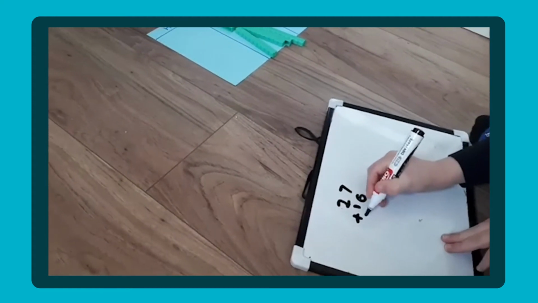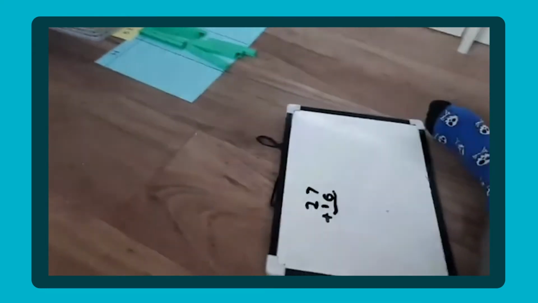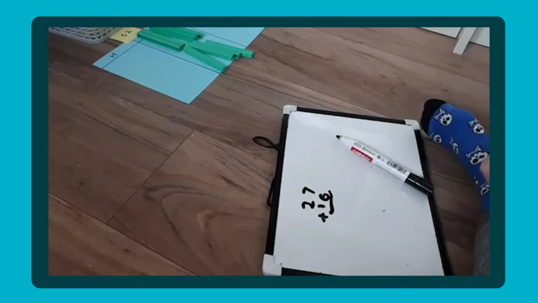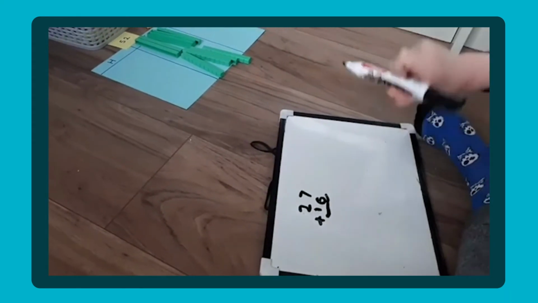Good boy. What are you going to do first? I'm going to do the ones column. Add your ones column up then. So 7, 8, 9, 10, 11, 12, 13. Good boy.